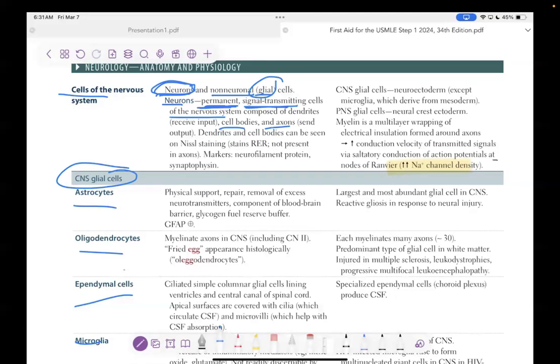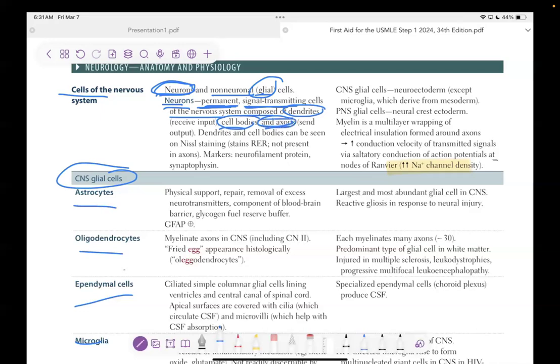Signal transmitting means that they are carrying information: sensory, as afferent nerves to the brain, like the spinothalamic and dorsal column, and motor information from the brain to the spinal cord, which is called the corticospinal tract. Those are the neurons that are signal transmitting cells, and they are doing these jobs. So what are they composed of? They're composed of dendrites, cell bodies, and axons. Every one of us from medical school knows that neurons are made of these things.